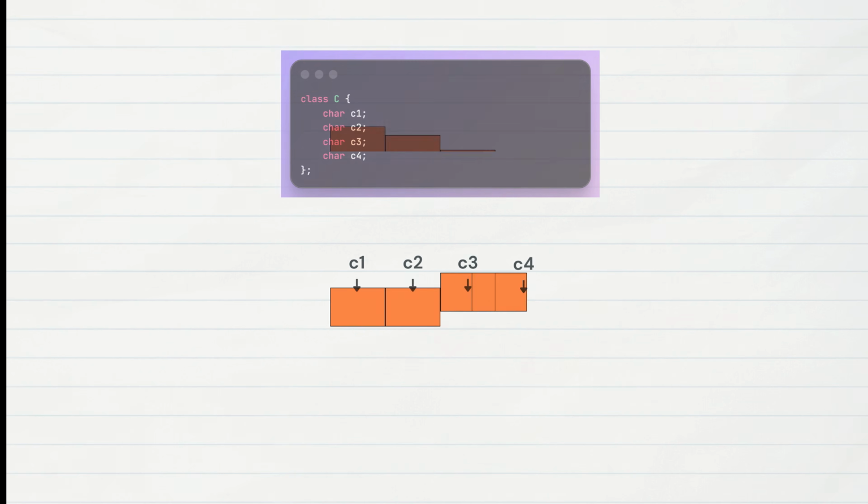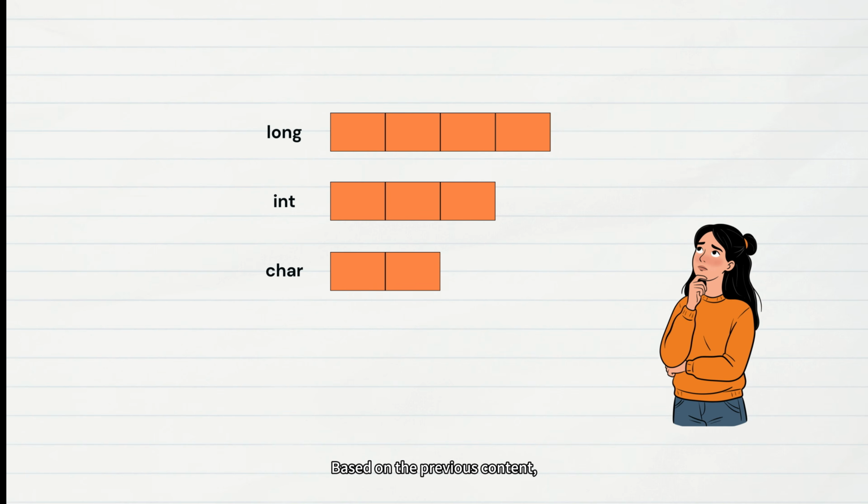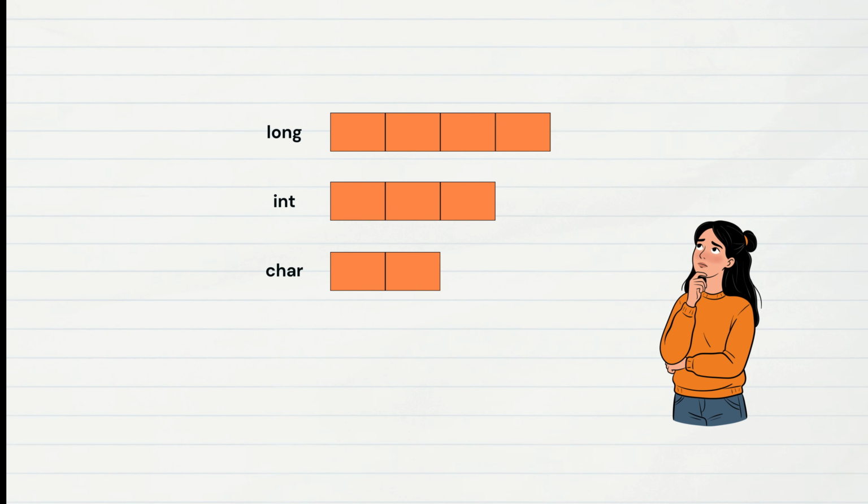Perfect. Here's a very useful piece of practical knowledge. Arranging member variables in descending order of type size and grouping members of the same size together can minimize padding bytes to the greatest extent. This saves memory and also improves CPU cache hit rates. This technique is especially useful when writing low-level code. Based on the previous content, can you figure out why this works?